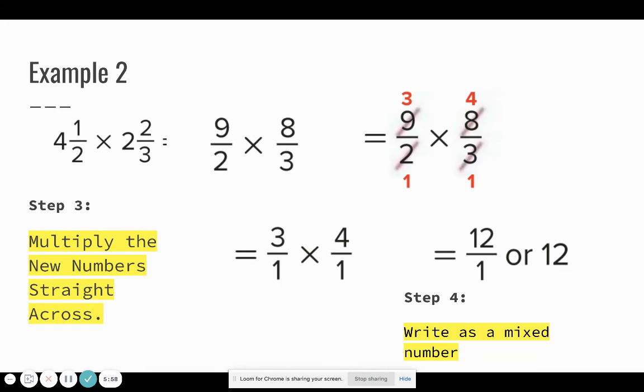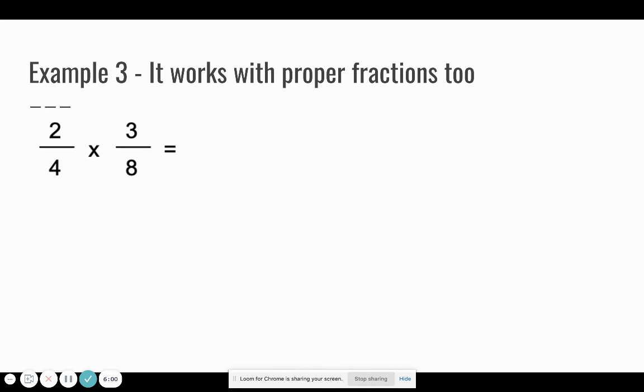All right, last example. I just want to show you that this works with proper fractions too. You don't just have to do it with big numbers. And once you get this trick down, it makes things way easier. So as always, you can just multiply straight across. You could say 2 times 3 is 6, and 4 times 8 is 32, and then you could reduce.